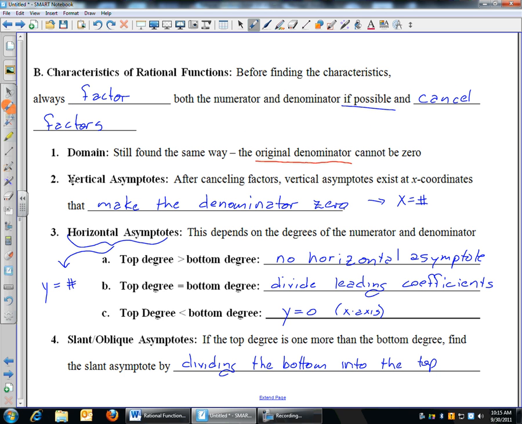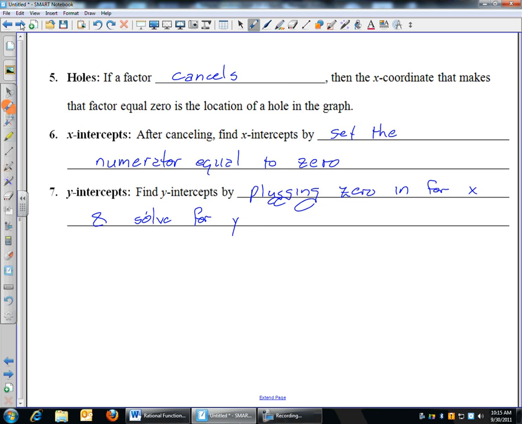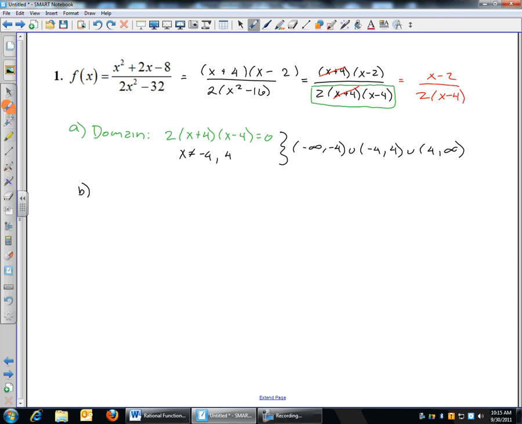Next part is vertical asymptotes. So my vertical asymptotes, after you cancel, it's what makes your new denominator 0. So to find my vertical asymptotes, after I canceled, I was left with x minus 4. Whatever makes your denominator 0 after you cancel is a vertical asymptote. So I have a vertical asymptote at x equals 4. That's what makes my bottom 0 after I cancel.